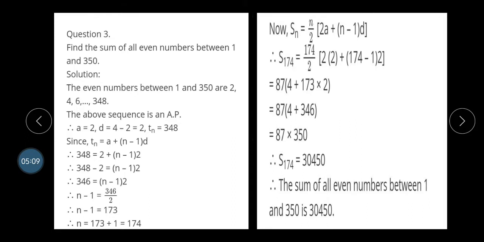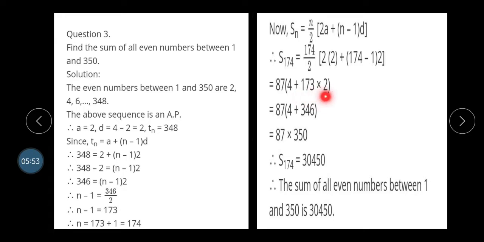As we got n, then we can substitute in our formula Sn equal to n upon 2 into 2a plus n minus 1 times d. Therefore, substituting the values, S174 equal to 174 upon 2, square bracket open, 2 into 2 plus 174 minus 1 times 2, square bracket closed. Solving this, we get 174 minus 1, we will get 173. Then into 2 plus 4 we are getting here, because 2 2s are 4. 174 minus 1 is 173 and this 2 is multiplied.